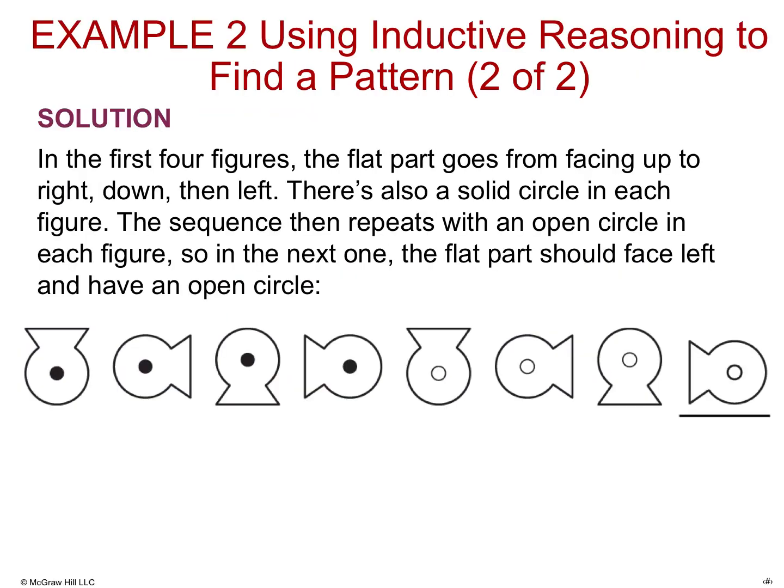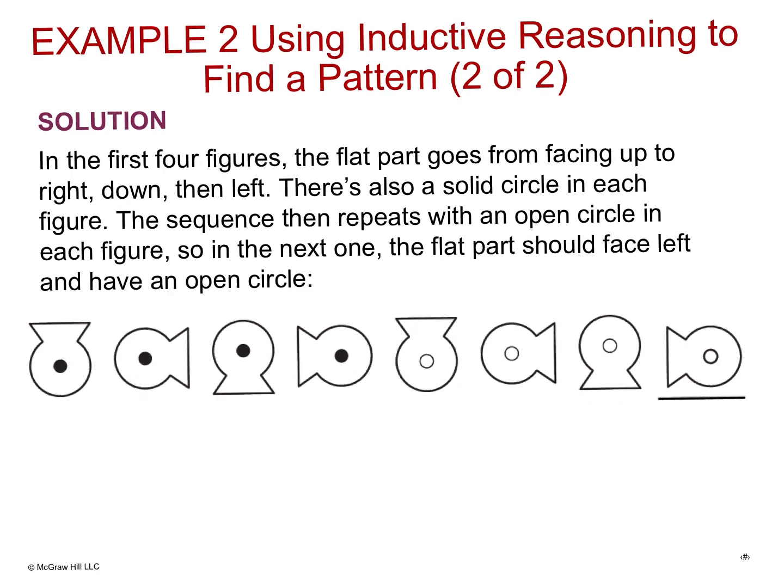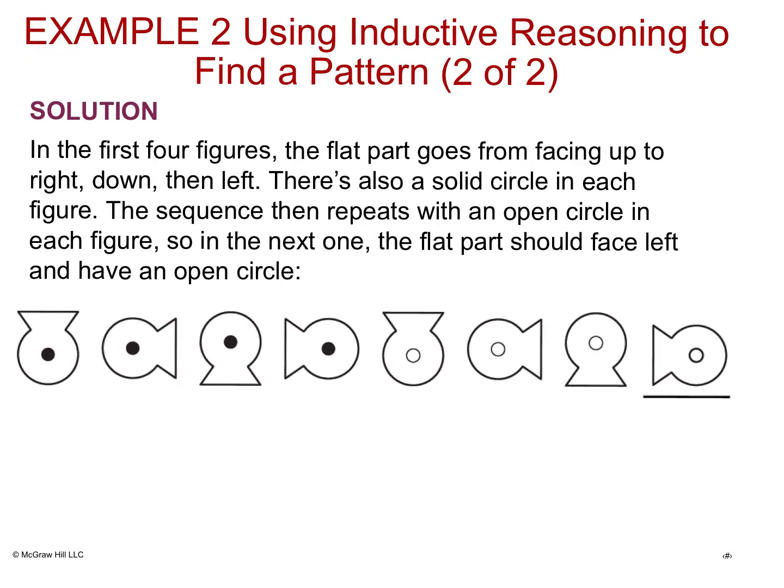So basically, they have their own little solution that they want to tell you as well. So it says, in the first 4 figures, the flat part goes from facing up to right, down, then left. There's also a solid circle in each figure. This sequence then repeats itself with an open circle in each figure. So in the next one, the flat part should face left and have an open circle, which is the same thing that we talked about.